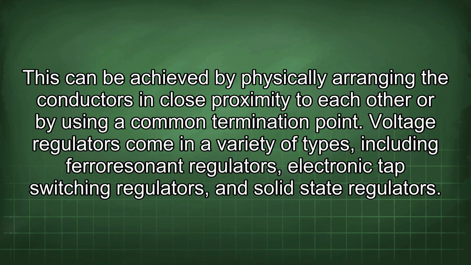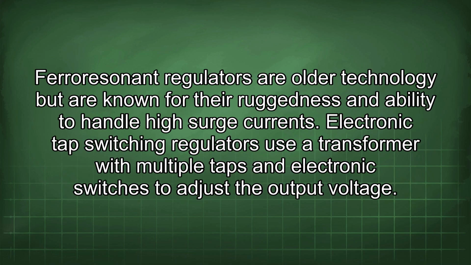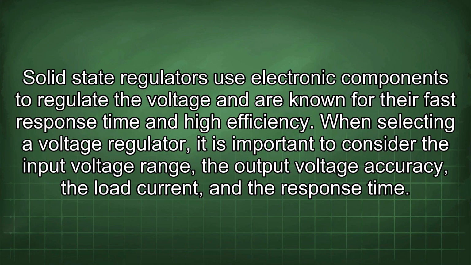Voltage regulators come in a variety of types, including ferrosonant regulators, electronic tap switching regulators, and solid-state regulators. Ferrosonant regulators are older technology but are known for their ruggedness and ability to handle high surge currents. Electronic tap switching regulators use a transformer with multiple taps and electronic switches to adjust the output voltage. Solid-state regulators use electronic components to regulate the voltage and are known for their fast response time and high efficiency.